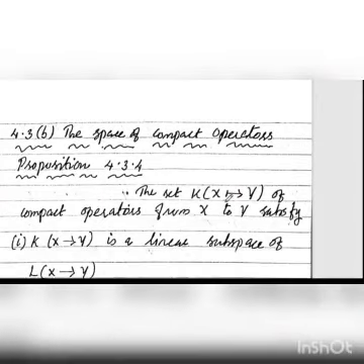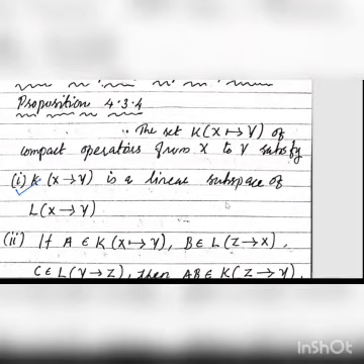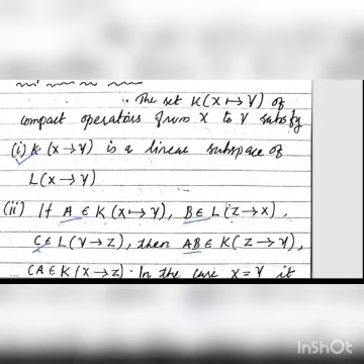So last class we had discussed the space of compact operators, a proposition: the set K from X to Y of compact operators from X to Y is a linear subspace of L of XY. This we have already proved in the previous class, and today we will prove if A belongs to K of XY, that is A is a compact linear operator, and B is a linear bounded operator and C is again a linear bounded operator, then AB, the product, is a compact linear operator.